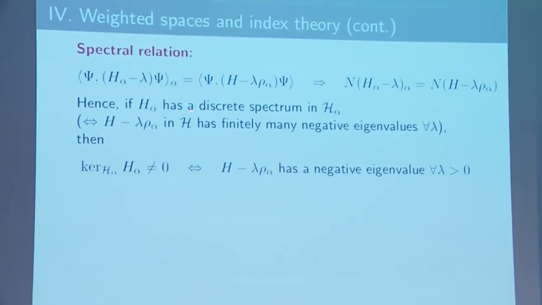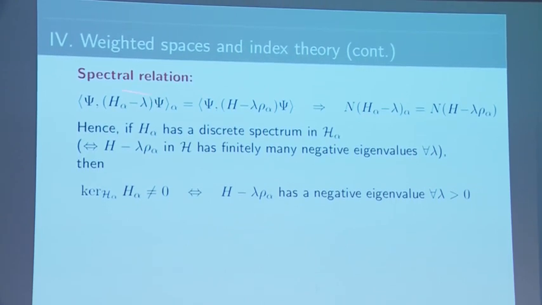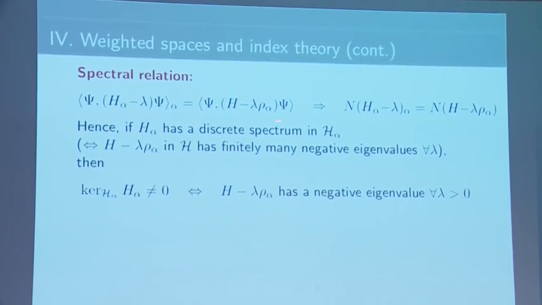And then what you can use is a certain spectral relation between the problems. If you want to study the spectrum of the weighted problem, it's the same as studying the spectrum of the original problem, where you deform the Hamiltonian by, say, lambda times this function rho alpha. So essentially, if you want to understand whether this has a discrete spectrum, then you just have to look at the negative eigenvalues of this problem.